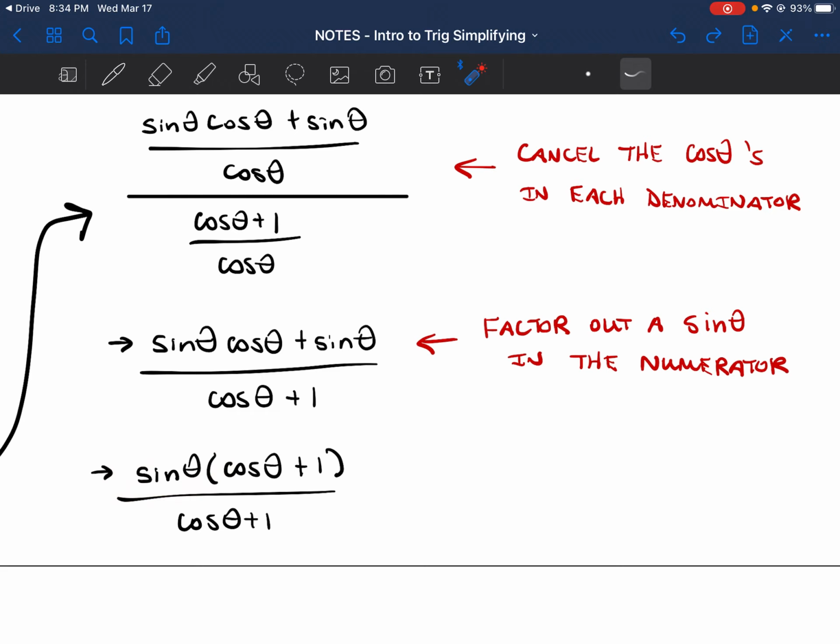But now notice you have sine of theta times cosine theta plus 1 over cosine theta plus 1, which means that we can cancel these terms out because it's being multiplied to the sine of theta. So we can cancel this cosine theta plus 1 with this cosine theta plus 1, and the result is simply just sine of theta.